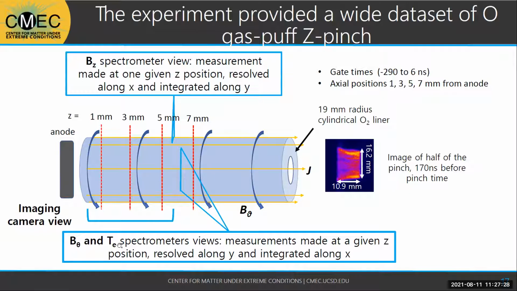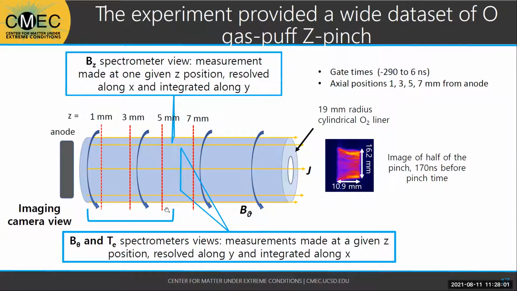The spectrometers that I'm talking about are mainly the B theta spectrometer and a little bit of the temperature one as well. This is a side-on view, so we can spatially resolve across the plasma column, but we are integrating along the line of sight. That's not really true if you're looking at the outer edge, though, only the central chord. We pick one axial location at a time, although we were able to move this as well.